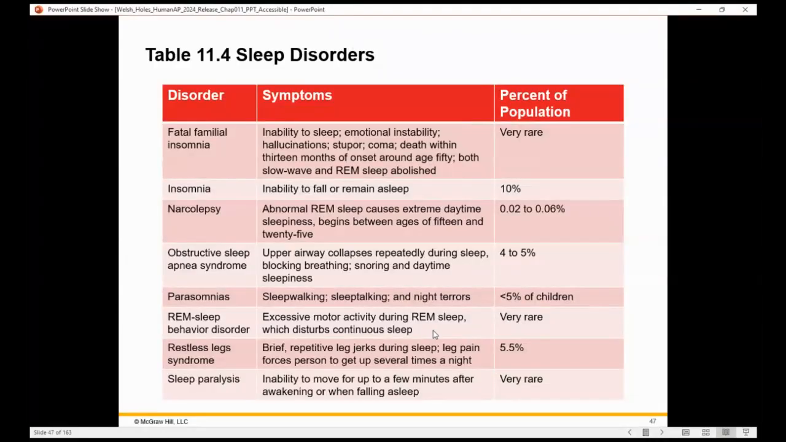REM sleep behavior disorder. Excessive motor activity during REM sleep, which disturbs continuous sleep, and this is quite rare. Restless leg syndrome. This is brief, repetitive leg jerks during sleep. Leg pain will force a person to get up several times a night. Occurs in 5.5% of the population. And sleep paralysis. This is the inability to move for up to a few minutes after awakening or when falling asleep. And this is quite rare.